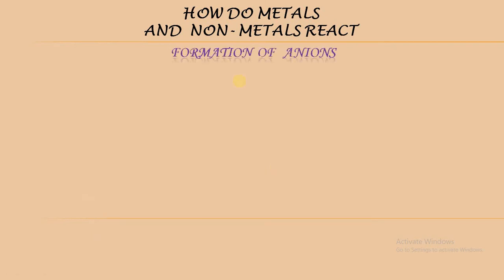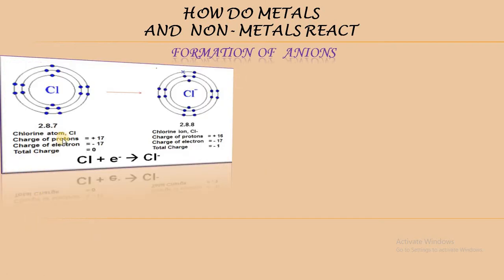Now the next topic is the formation of anions. Firstly, we will consider the example of chlorine. Chlorine's electronic configuration is 2,8,7. The number of protons is 17 and the number of electrons is also 17. So the total charge is 0. As much as the positive charge is, the negative charge is the same, so the total charge will be 0.